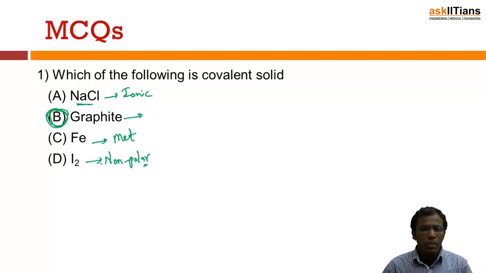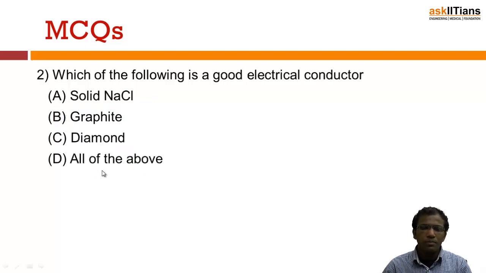Okay. So let's move to the second MCQ. Which of the following is a good electrical conductor? Solid NaCl, graphite, diamond, all of the above. We know that diamond is not an electrical conductor. So diamond you can erase, all of the above you can erase. We know that ionic solids in solid state do not conduct electricity. So this is also you can eliminate, and graphite is the only good electrical conductor. Okay. So this is also a simple question.